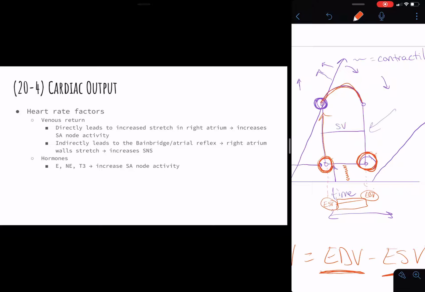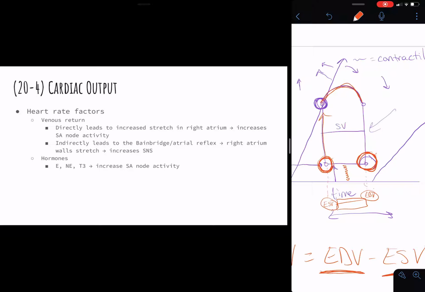So venous return is directly going to lead to an increased stretch in the right atrium. And like I said, the right atrium is also going to have those baroreceptors in the auricles, and that's going to increase SA node firing activity, because if there's more blood coming into the right atrium, the heart is going to say, whoa, I need to push this blood quicker, and thus I'm going to contract more often so that I can push more blood through.